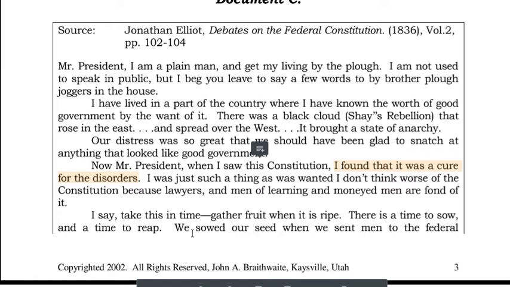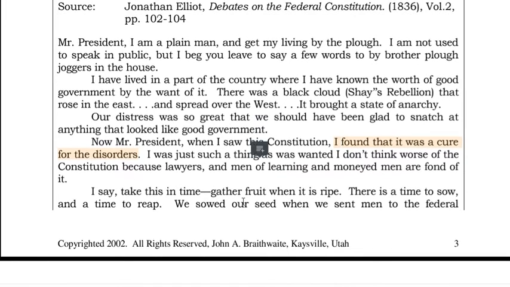I don't think worse of the Constitution because lawyers, men of learning, and money men founded it. Okay, basically, we got to remember the Constitution was written in a room that was sealed off from the public, so the ordinary people didn't know what was going on.